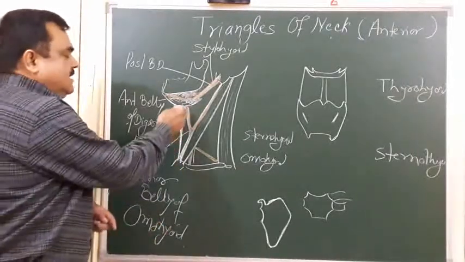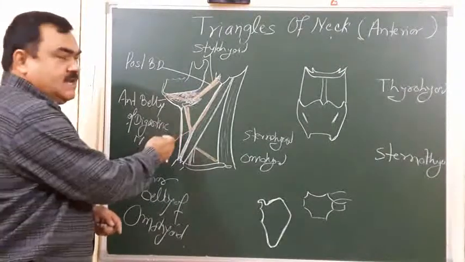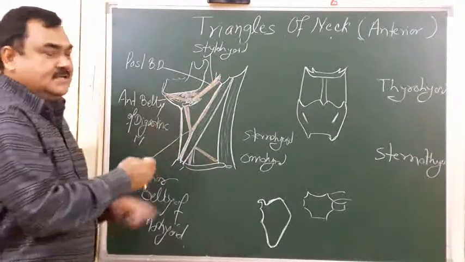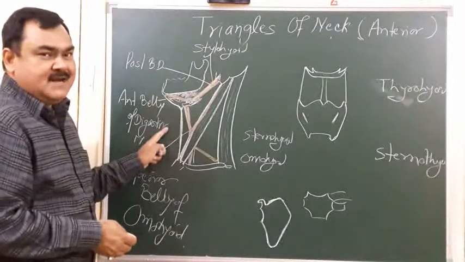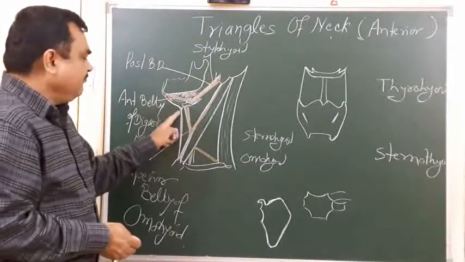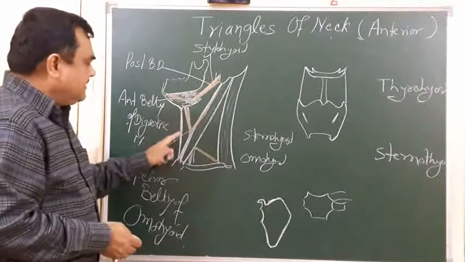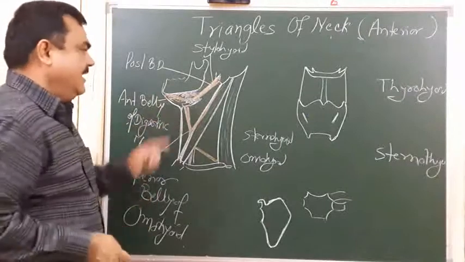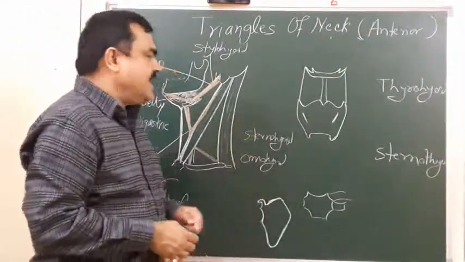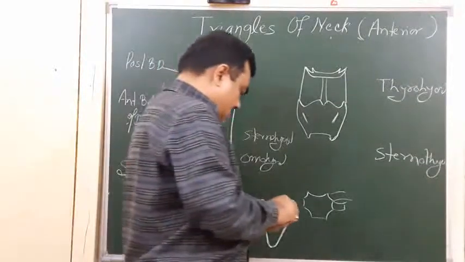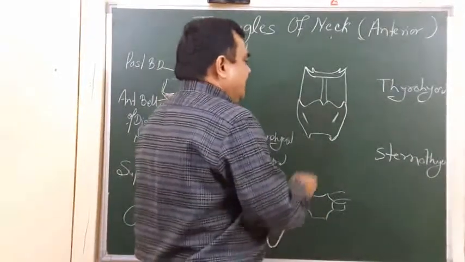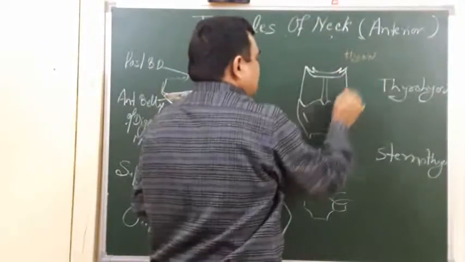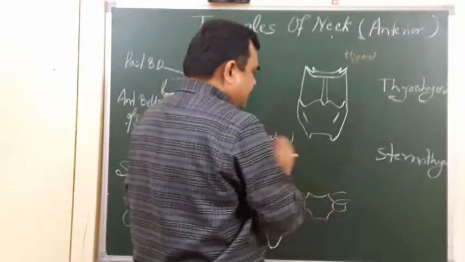Here you can see, after removing the skin, superficial fascia and deep fascia, all these three structures, skin, superficial fascia, deep fascia, that is the investing layer of the cervical fascia, and also platysma, form the roof of this triangle. Now the floor of this triangle is formed by these muscles. Here this is the hyoid bone, this is the thyroid cartilage, here is the sternum.